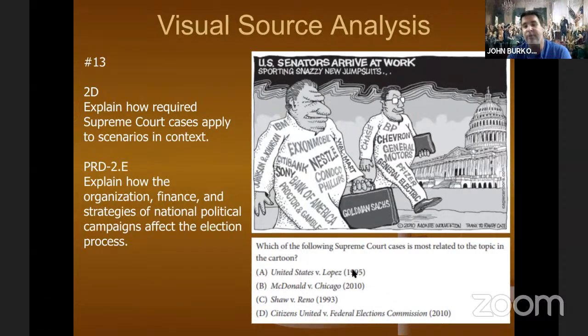Do you know what US v. Lopez is about? Do you know what McDonald v. Chicago is about? Do you know what Shaw v. Reno is about? I hope everybody didn't even need to see this question, but you know that that's about Citizens United. That is Citizens United v. FEC. They have a basic description of it in the CED, but I want you to be mindful of this, that you've got to know those Supreme Court cases.